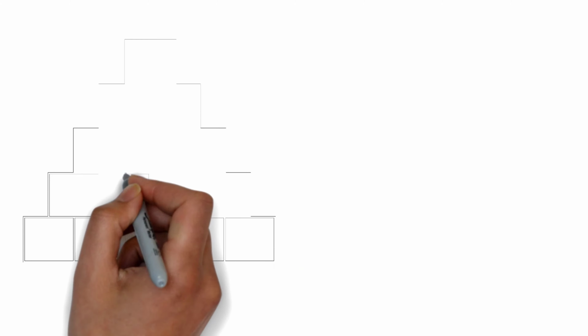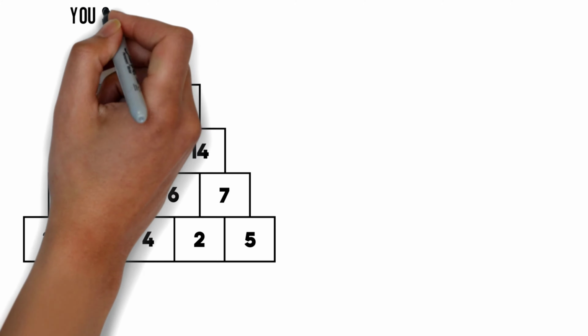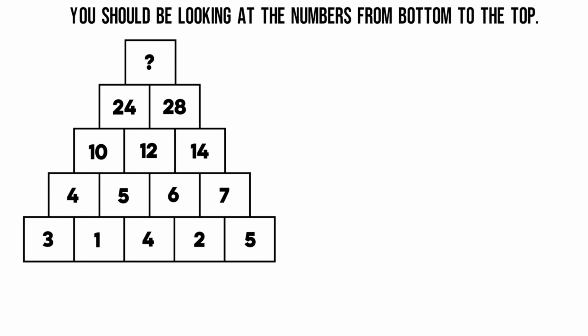Well, here, to be honest, I tried to trick you. I went in describing numbers from top to bottom, but in reality, you should be looking at the numbers from bottom to top. If we start from the bottom row, for example with numbers 3 and 1, you see that the sum of 3 and 1 will add up to 4. But then it gets trickier.